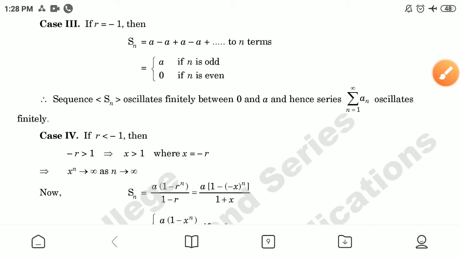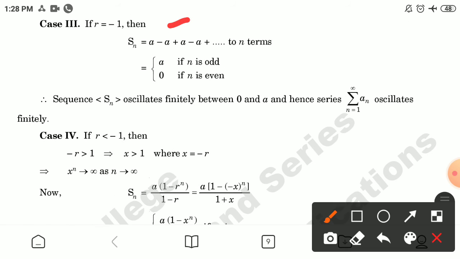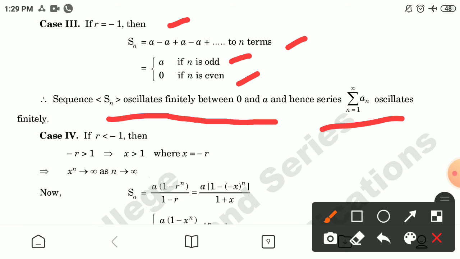Case third: if r is equal to −1, then the sum of the first n terms becomes a − a + a − a, so on to n terms. This will give a when n is odd, giving 0 if n is even. Therefore, the sequence Sn oscillates finitely between 0 and a, and hence the series oscillates finitely.